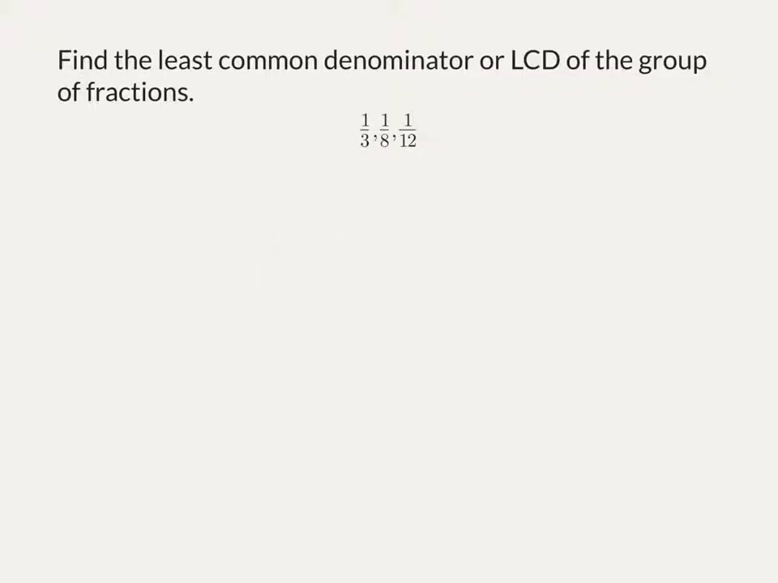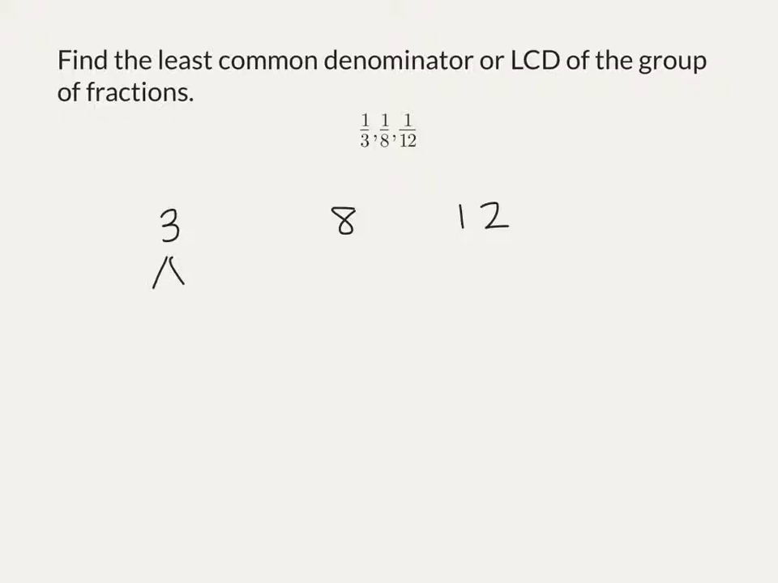Find the least common denominator, or LCD, of the group of fractions. We have 1/3, 1/8, and 1/12. We want to find the denominator that they have in common, or the least common denominator. So we're going to take the denominators, which are 3, 8, and 12, and then factor each into a set of prime factors. A prime factor is a factor that's only divisible by 1 and itself.